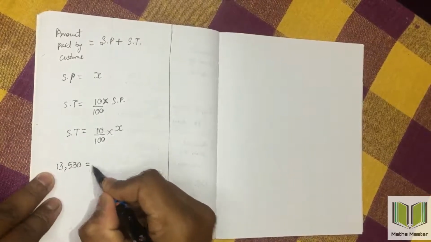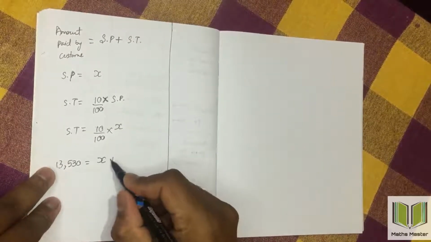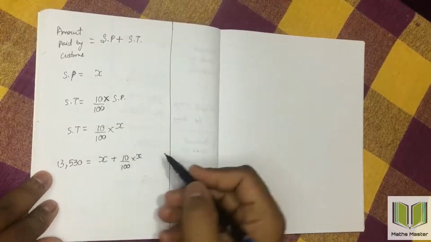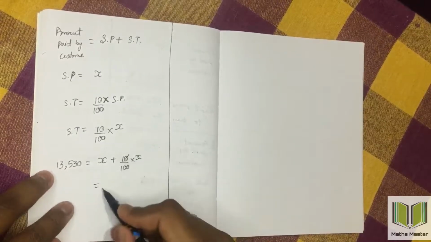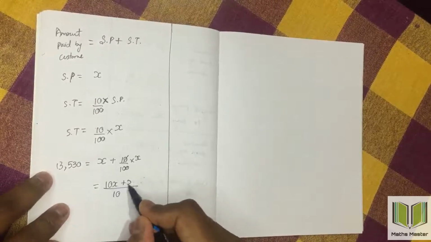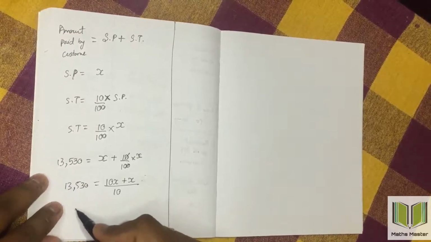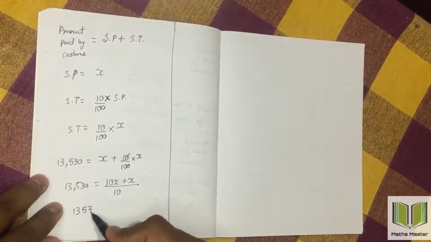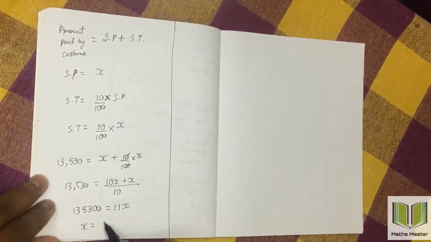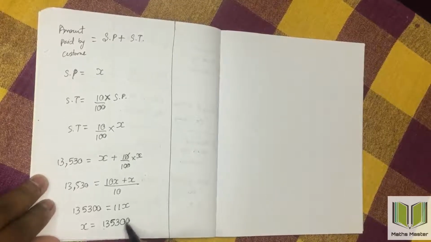Now if I add this over here, amount paid by the customer, which we know is already 13,530 rupees, is equal to sale price, which is equal to X, which is unknown, plus 10% of X. If I solve this problem, I'll be getting my solution. When I do the LCM, I'll be getting 10x plus x equals 13,530. 10 goes to the other side, it will become 135300 equals 11x. So x will be equal to 1,35,300 divided by 11.